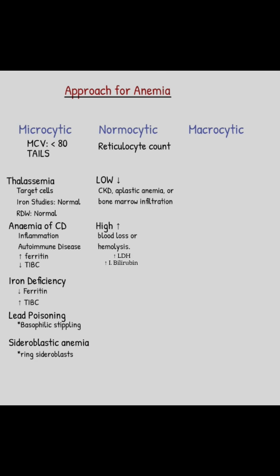And finally, we have a macrocytic anemia. That's an MCV of anything over 100. And I want you to divide it into megaloblastic and non-megaloblastic. For megaloblastic, that is a DNA synthesis problem. The 2 key players are B12 and folate.